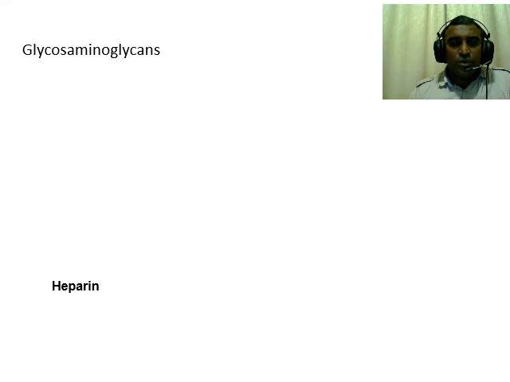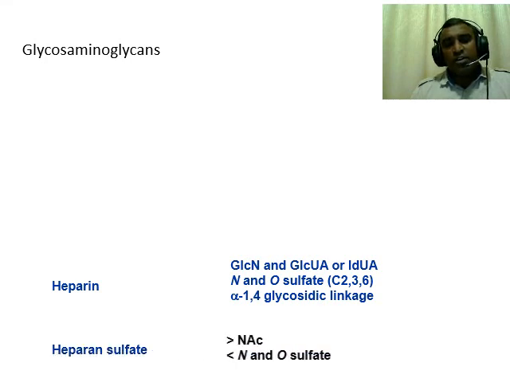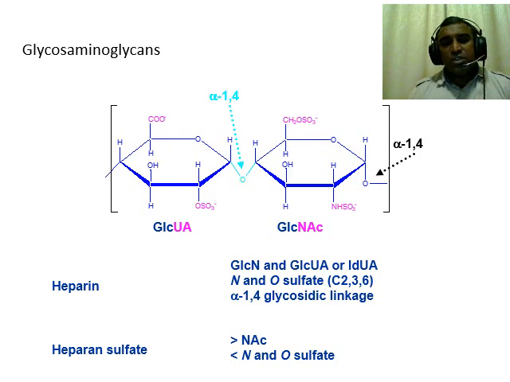So now you have more of the GAGs. This one is heparin as well as heparan sulfate. You can see the difference between both of them. I'm not going to go into detail on each one of them because for sure I'm not going to cover them in assessment. You just need to know their existence as sugar derivatives.